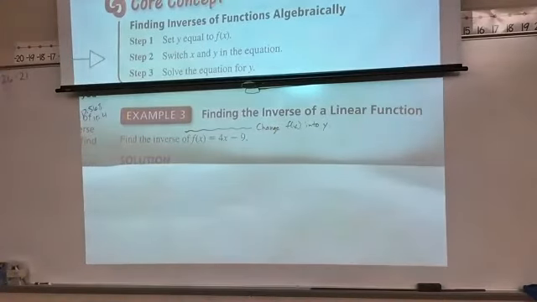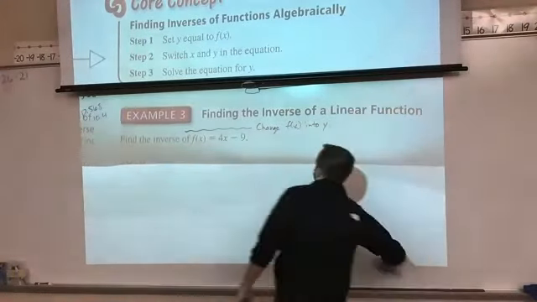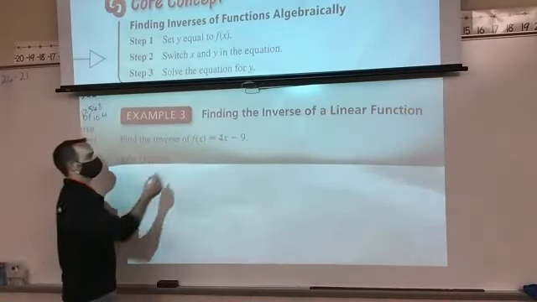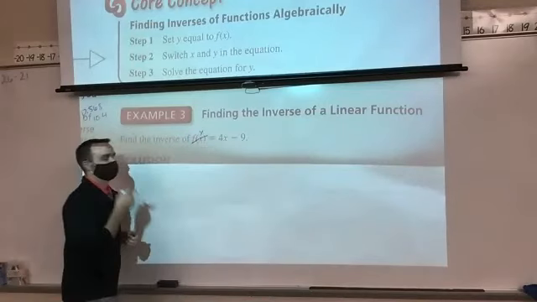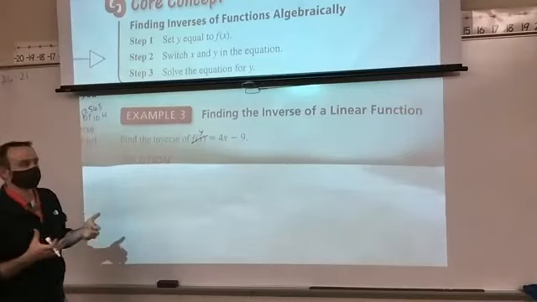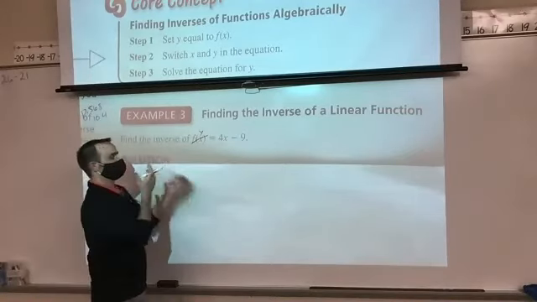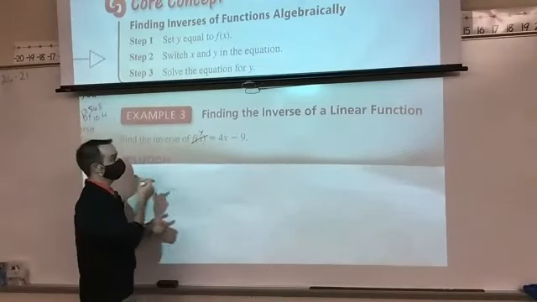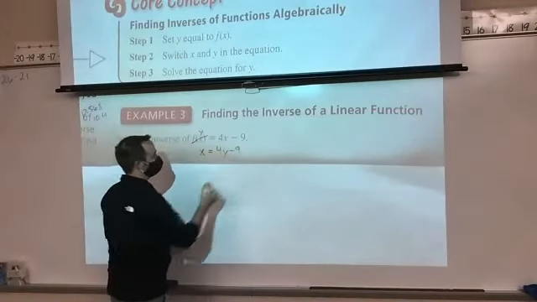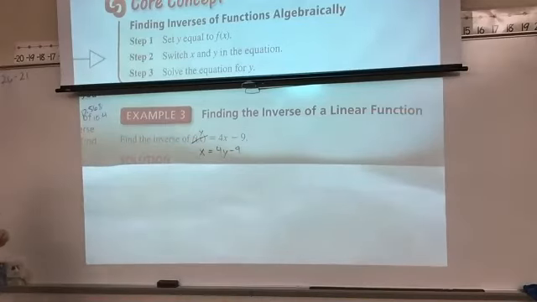So for the first one, our first step, make this a y, right? When you're writing it down for the first time, you're just going to write it with a y instead of an f of x. And then we're going to switch where the x and the y are. So we take that y and change it into an x, take the x and change it into a y. And then step 3, solve it for y. How would you go ahead and solve that for y? The y by itself.